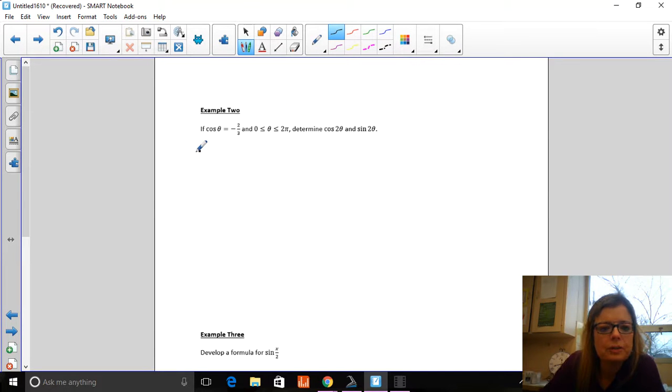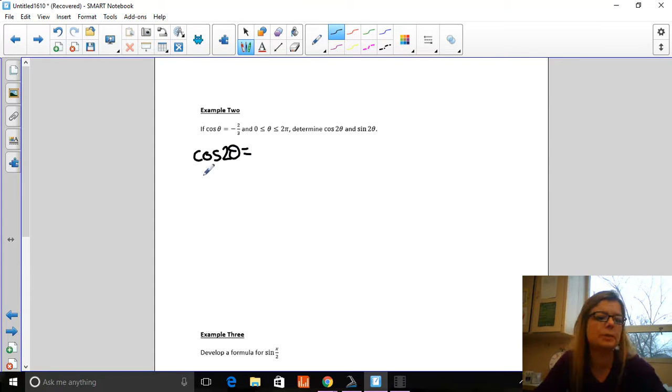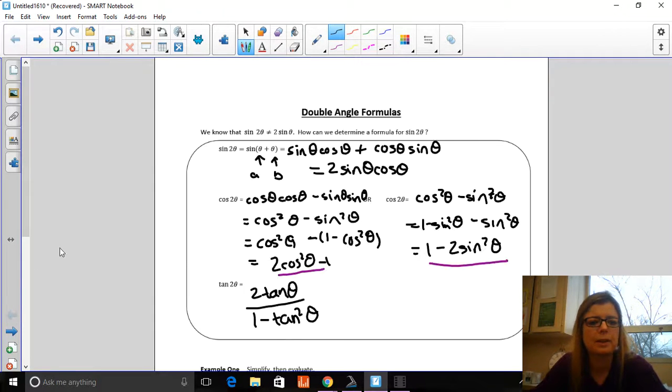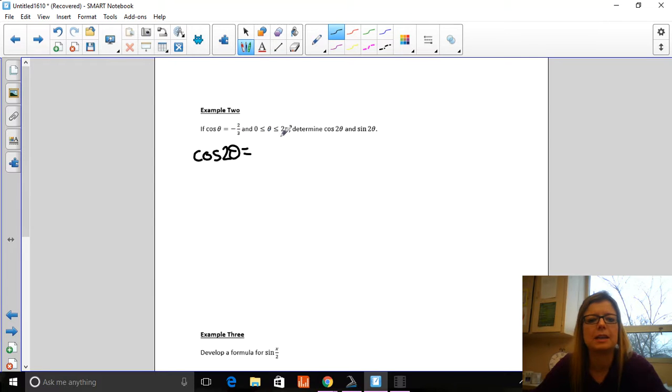So for cos 2 theta, we have two different options of which formula we can use. Okay, we can either use 2 cos squared theta minus 1. Okay, if we go back to it, we can look here. We can either use 2 cos squared theta minus 1 or 1 minus 2 sine squared theta. Now, in the question, we were only given what cos theta is equal to, not what sine theta was equal to. So we should just use this one because we already have all the information we need.